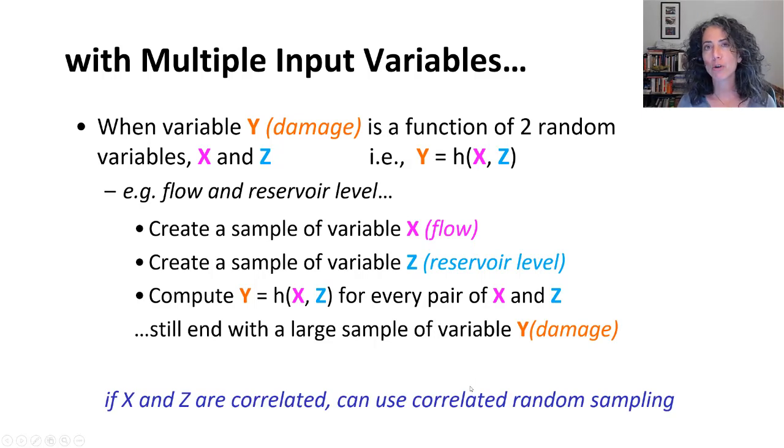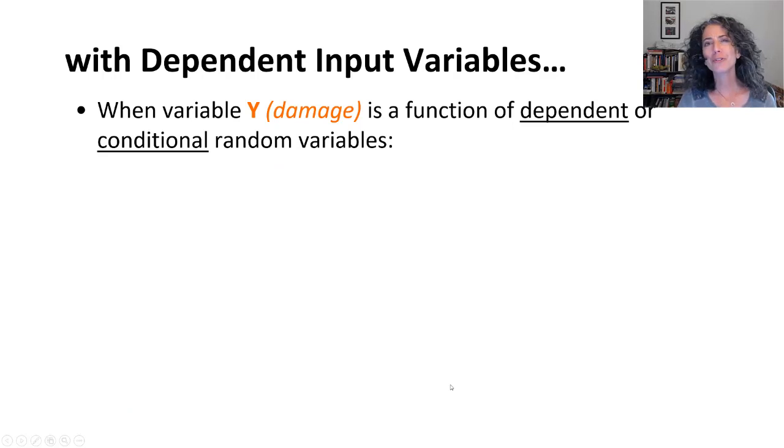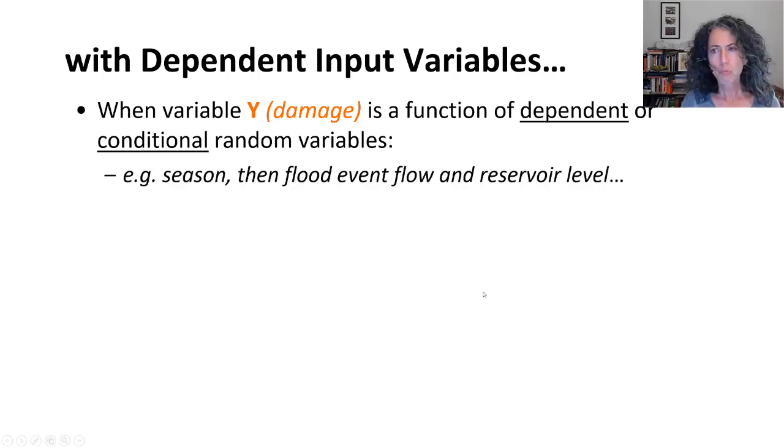If X and Z are correlated, and we're going to talk about correlation a little bit later as we get into multivariate probability distributions, but it just means that they vary together in some way or are related to some degree. And so if they are correlated, we can use correlated random sampling to maintain that relationship, right? So we can also do this process with dependent or conditional random variables, right?